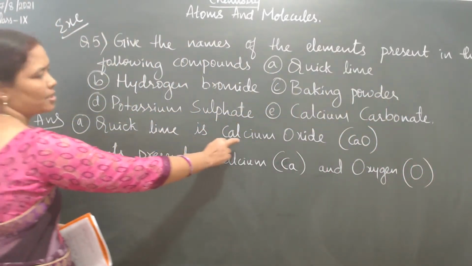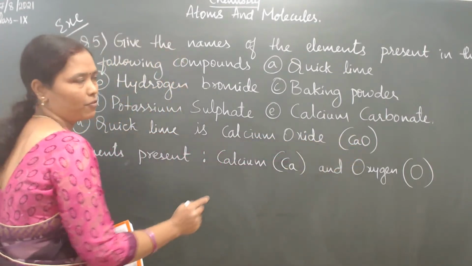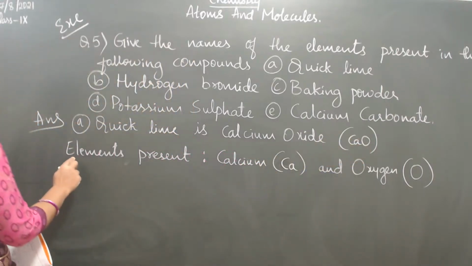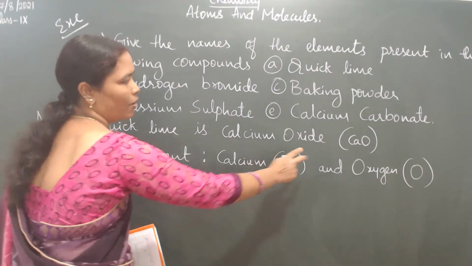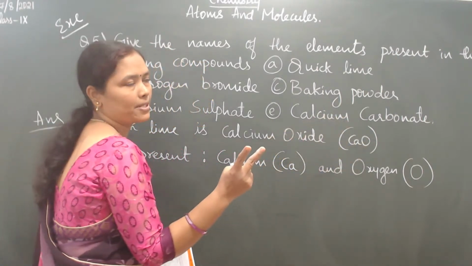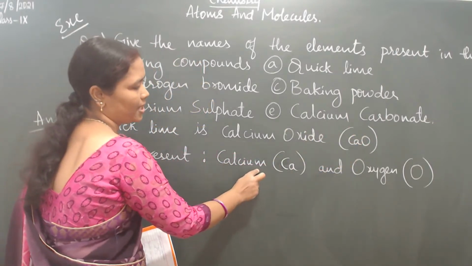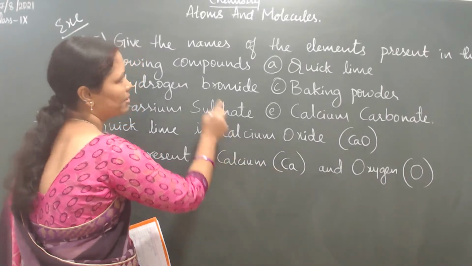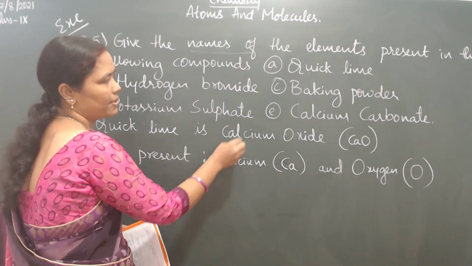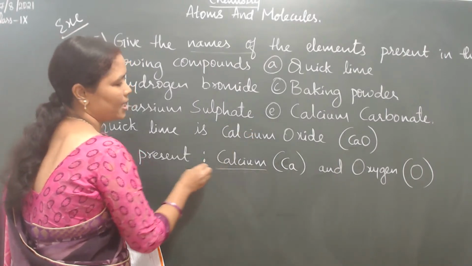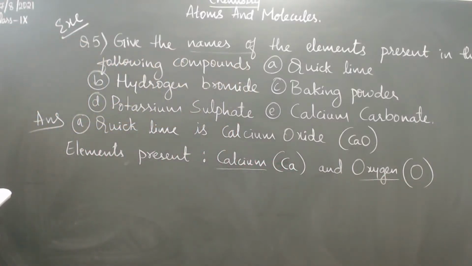So quicklime is calcium oxide. This is the chemical formula for calcium oxide, and the elements present in this compound are calcium and oxygen. How many elements are there? Two types: calcium and oxygen. We have to write the name of the elements present in this compound. One is calcium, and another one is oxygen. Okay. Move to the next one.